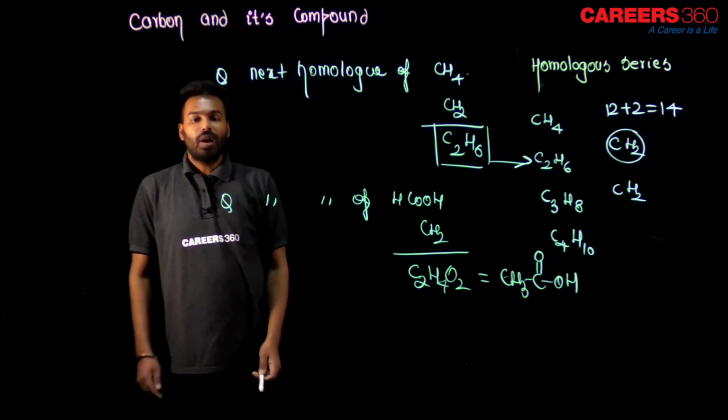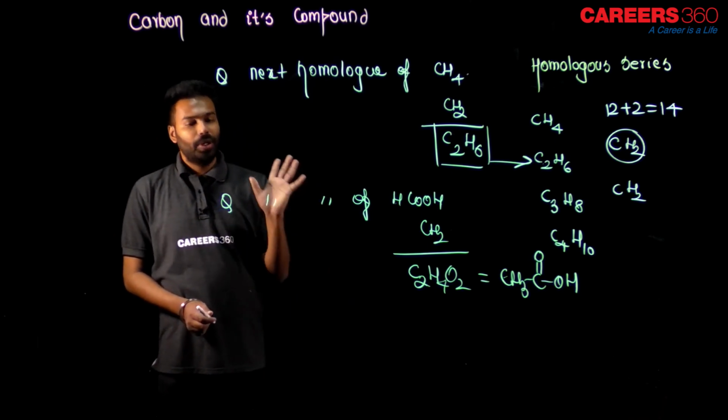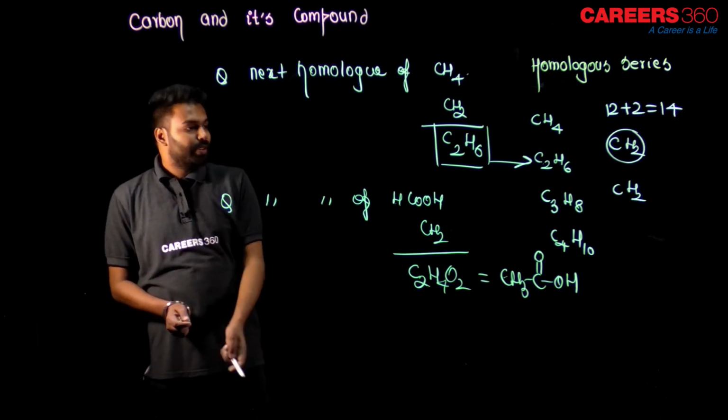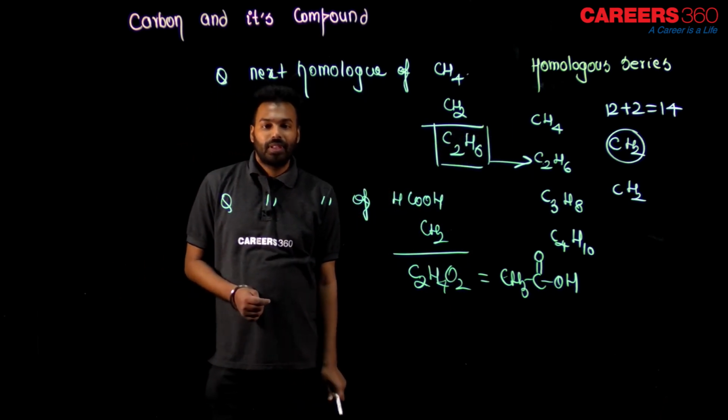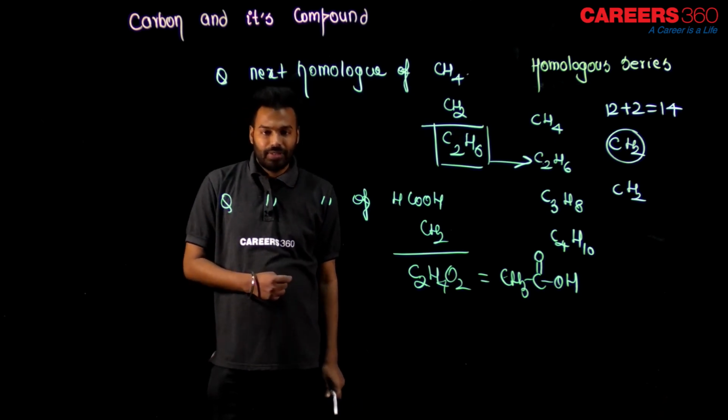Very simple. So, how to find the next homologue? I told you the concept. What is the difference between two consecutive members in the homologous series? CH2 unit difference, or 14 mass difference.